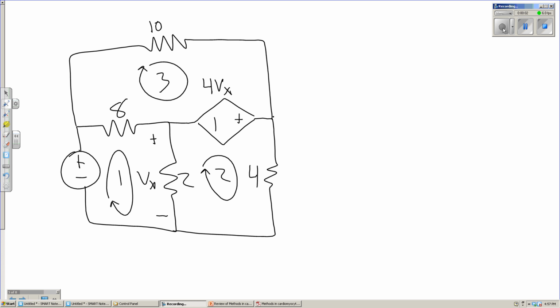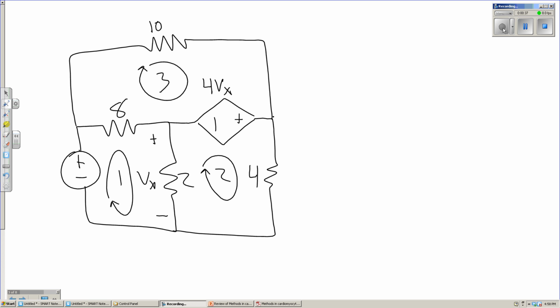Hello, in this video we'll be continuing with our discussion on mesh current analysis, but rather, we will be looking at mesh current analysis with dependent sources. So here I've described our circuit. It's functionally identical to what we had before, except we've replaced that 6 ohm resistor with a dependent voltage source. And you'll note that since it's referencing a voltage, it's going to be a voltage-controlled voltage source.